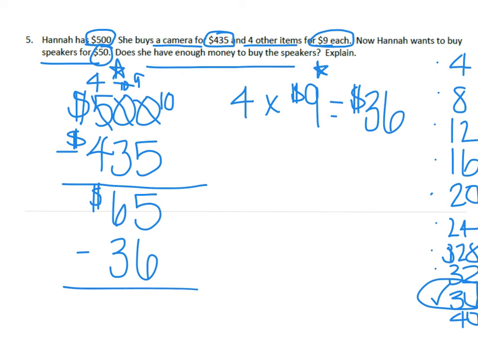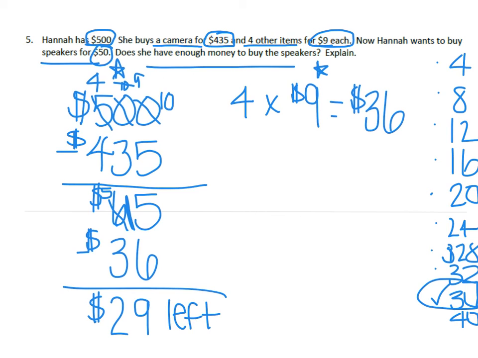Now I'm going to subtract. Go ahead and subtract on your own. Pause the video while you work and replay when you are ready. So if I take a look at the ones, I cannot do 5 minus 6. So I have to borrow from the 6, make it a 5, and bring back a 10. So now I have 15 minus 6, which is 9. 5 minus 3 is 2. So it looks like she has $29 left.